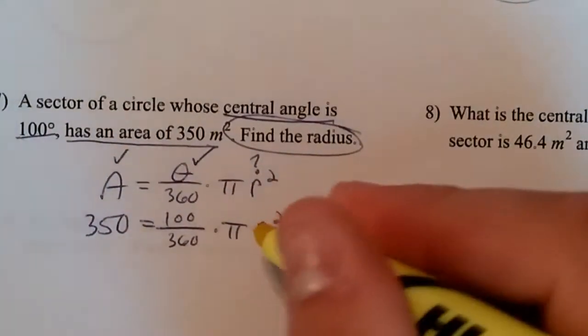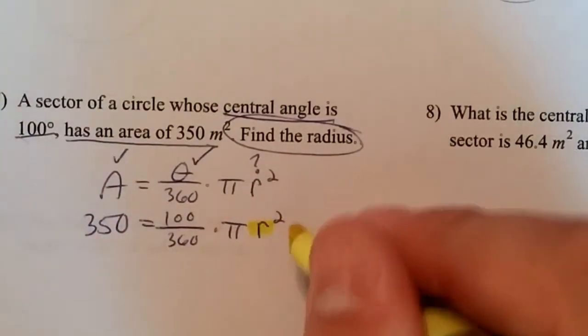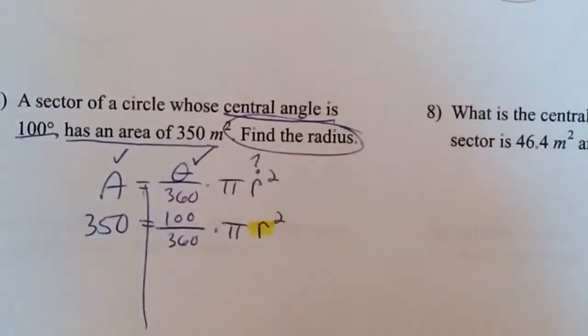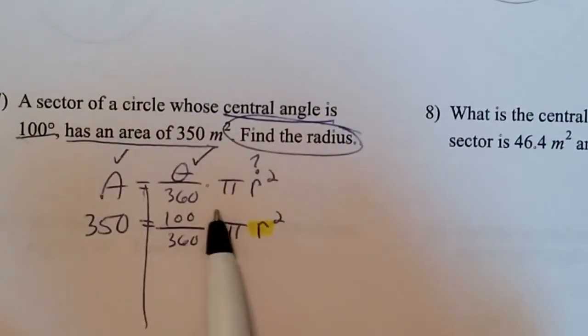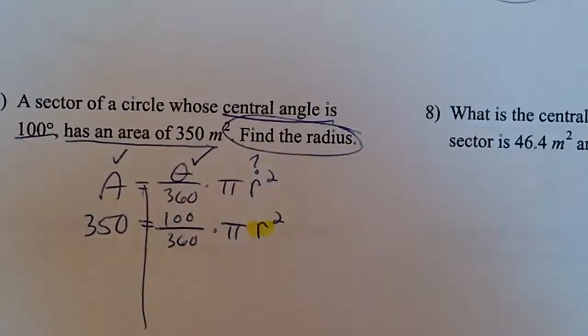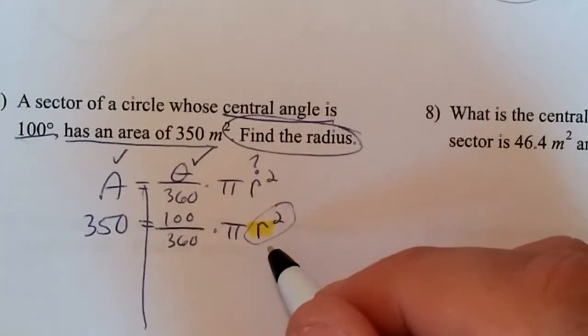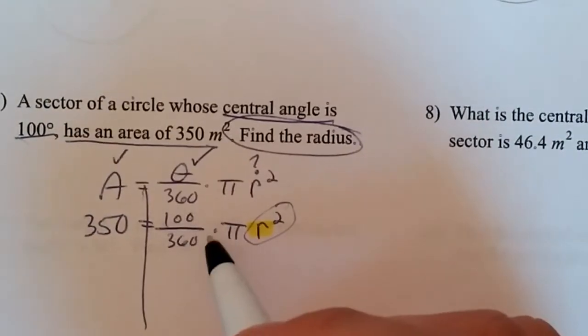So right now, we want to solve for r. We want to get that by itself. So a few things. I need to get rid of all of this and the power of 2. Power of 2 means I'm going to square root at some point. Not yet, though. I want to get the r squared by itself first, and then square root it.